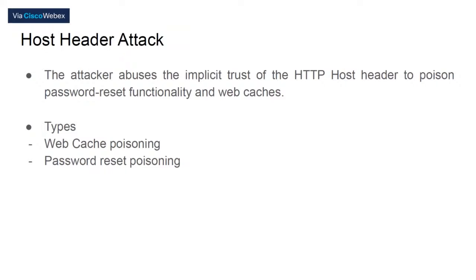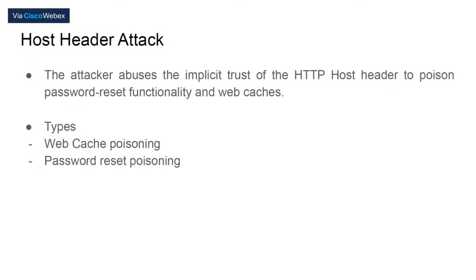Next, coming to the host header attack, the attacker abuses the implicit trust of the HTTP host header to poison the password reset functionalities and then the web caches. These are some of the important ones, like web cache poisoning and password reset poisoning. Web cache poisoning is an important one. Why? Because web caches help us reach the web pages which we visit frequently.